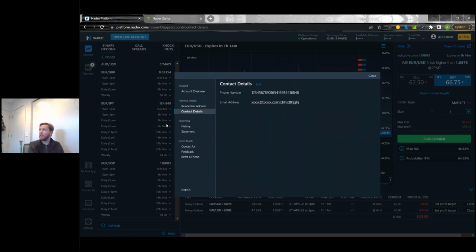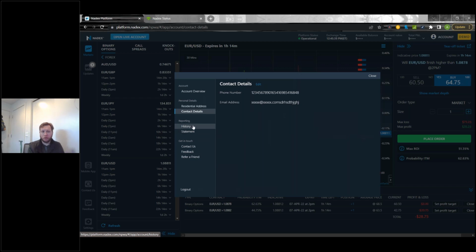On the live account, this is also going to be where you access your wallet. Obviously, this is the demo account, so there's no wallet section here. But on the live account, right underneath this, you'll see your wallet. You'll see your ability to add new bank accounts, add new cards, fund your account, withdraw funds from your account. All of that good stuff is going to be right under here in this section.